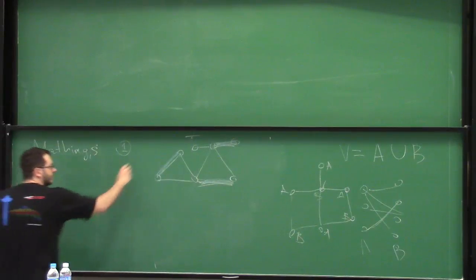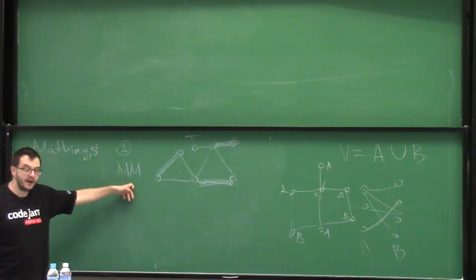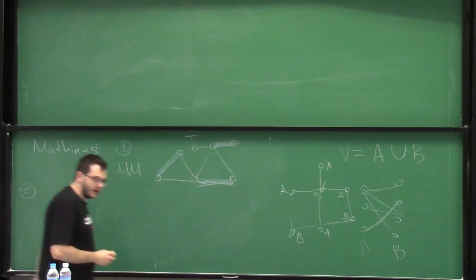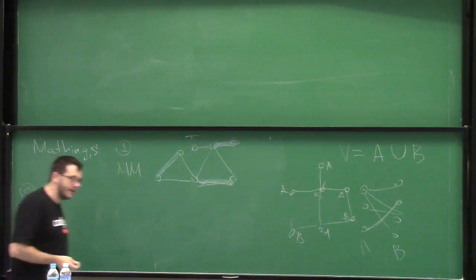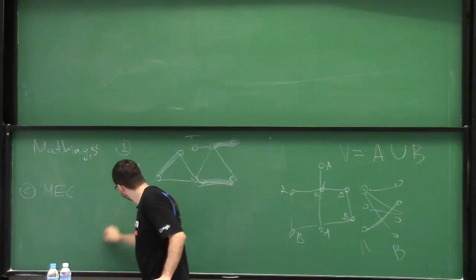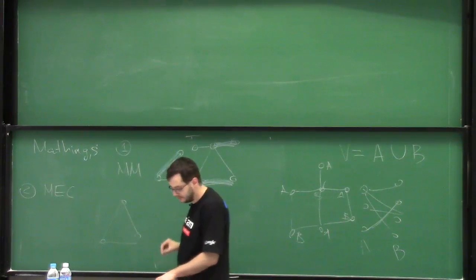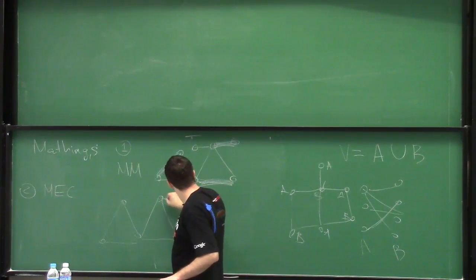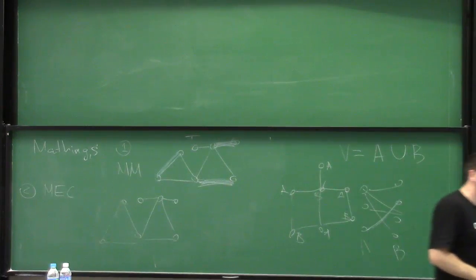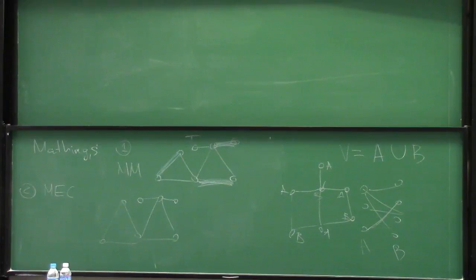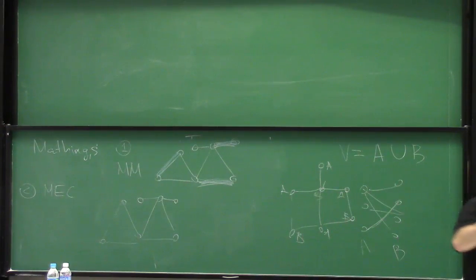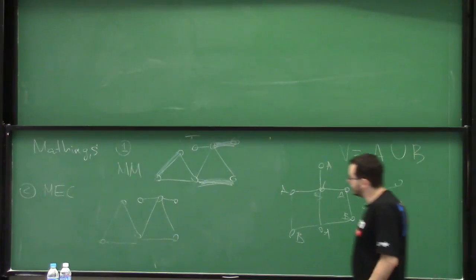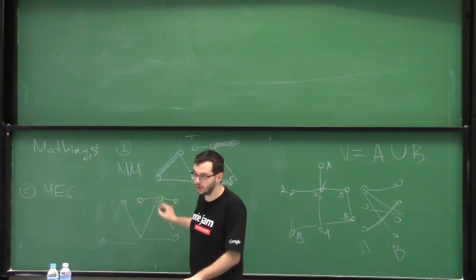Okay. This problem is MM, the maximum matching problem. Another problem is minimal edge cover. In this problem, you need to cover all vertices using edges. So an edge cover is such a set of edges that any vertex has at least one edge from the subset, and it is an endpoint of this edge. So at least one edge from the subset touches each vertex.